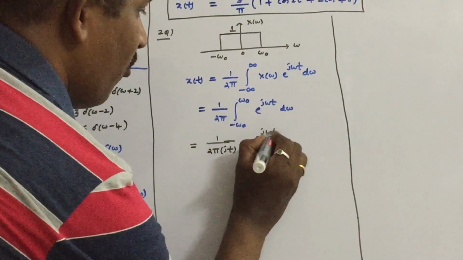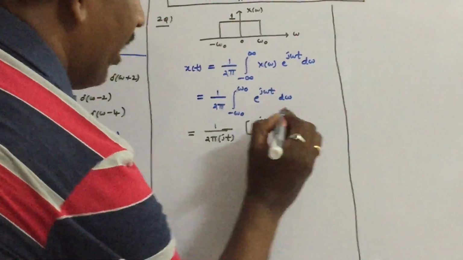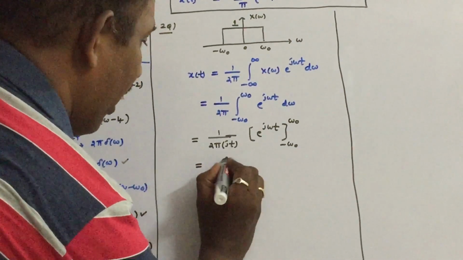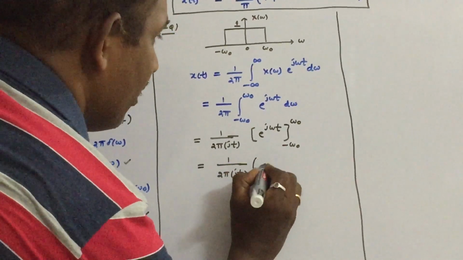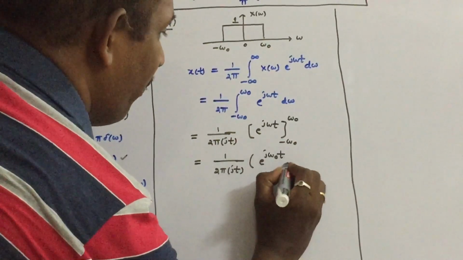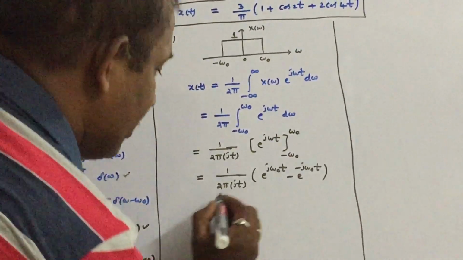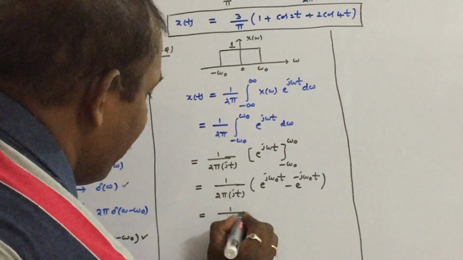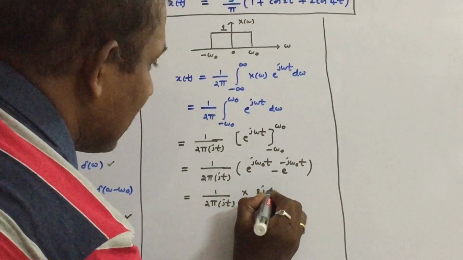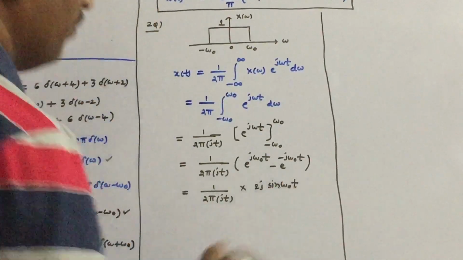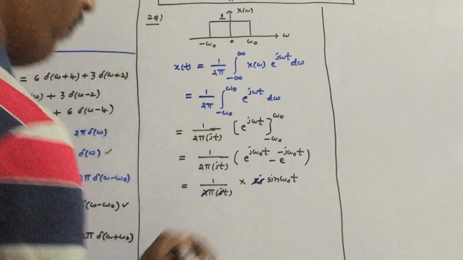So e power j omega t, substitute the limits, minus omega 0 to omega 0. So you can write 1 by 2 pi jt into e power j omega 0 t minus e power minus j omega 0 t, which can be written as 1 by 2 pi jt into 2j sine omega 0 t. You can cancel out 2j and 2j.